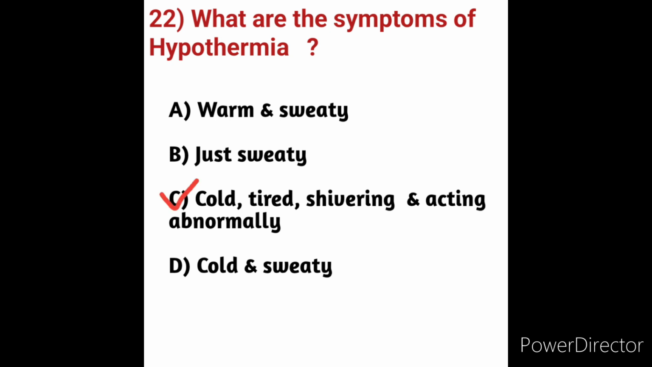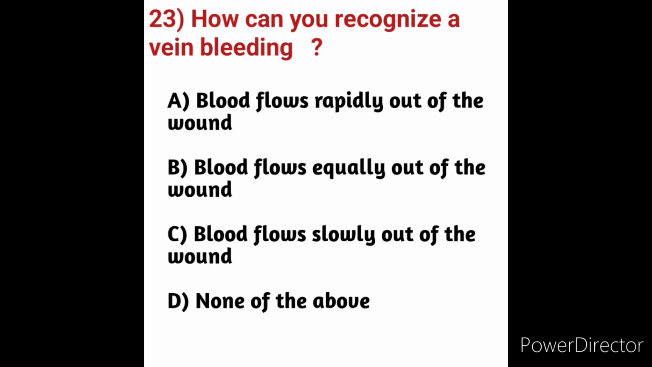So the symptoms of hypothermia are cold, tired, shivering and acting abnormally. Option C is the correct answer. The hypothermia victim will feel cold, tired, shivering and acting abnormally. Next we will move on to question number 23. How can you recognize bleeding from a vein?